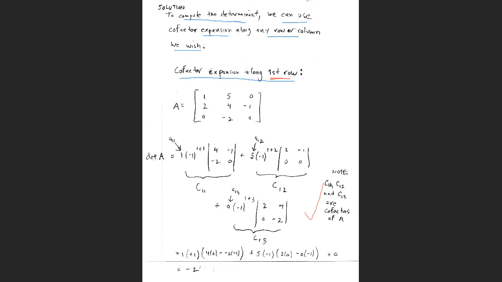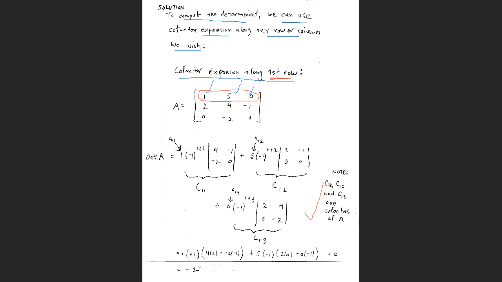Okay, so let me show you what we're doing here. We're going to do a cofactor expansion along the first row. So what I do is I block off the first row of the matrix. Now, there are 3 numbers in the first row. Those are the A numbers.